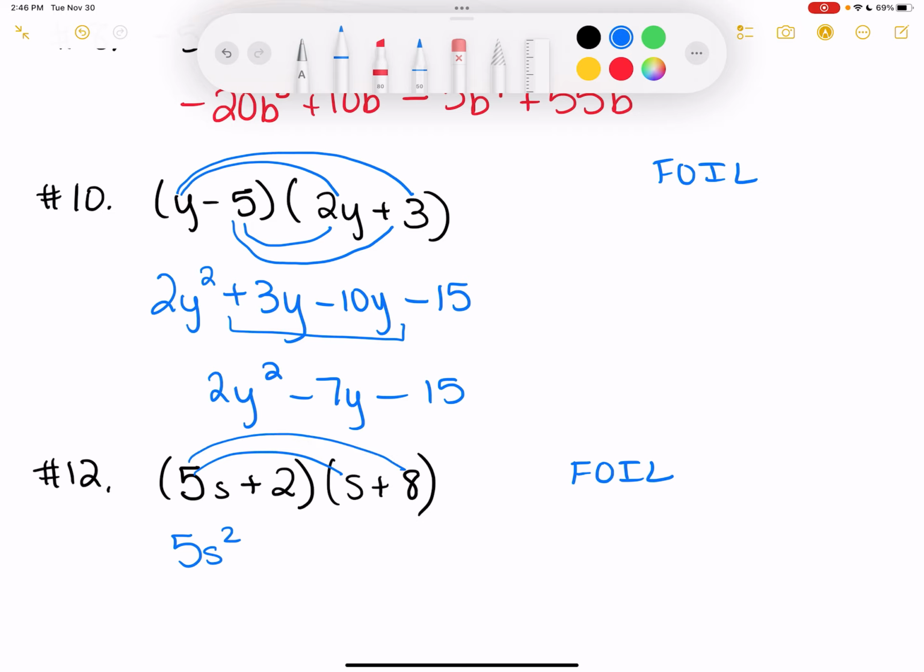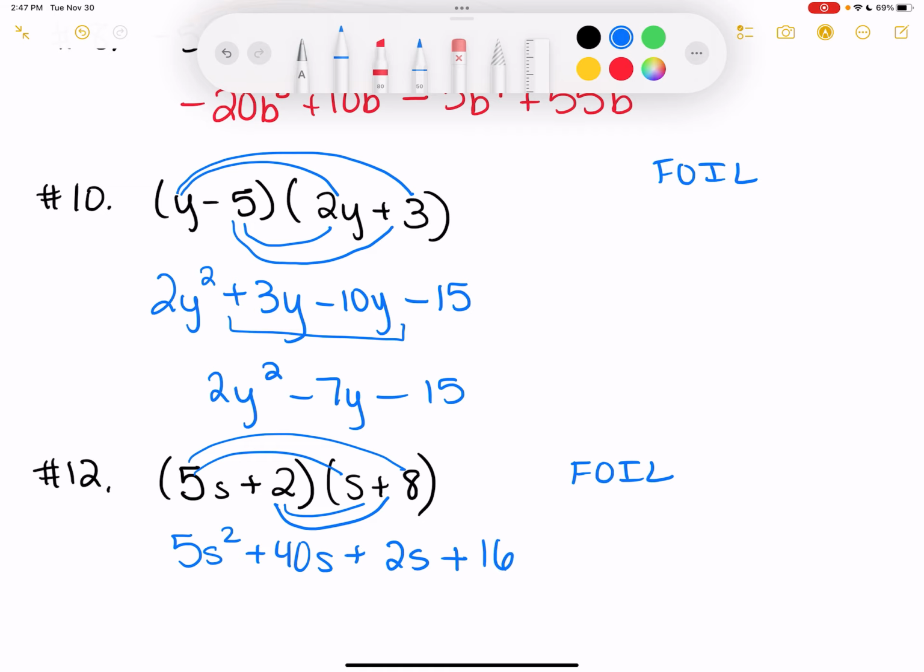40s. Oh, 15. That says 2 times s, James. 2 times 5 is 10, not 15. You're right. 2s, and then 2 times 8, James. 16.